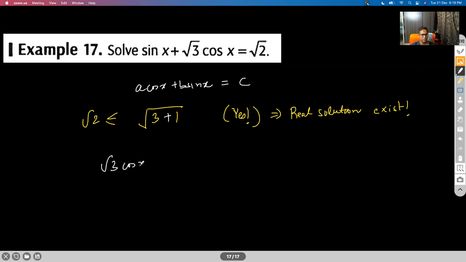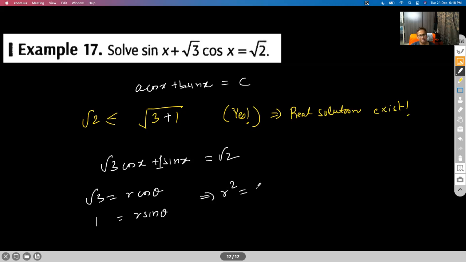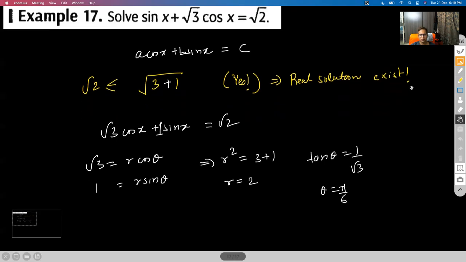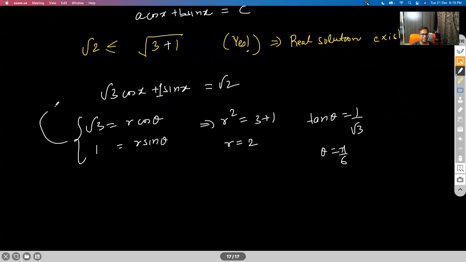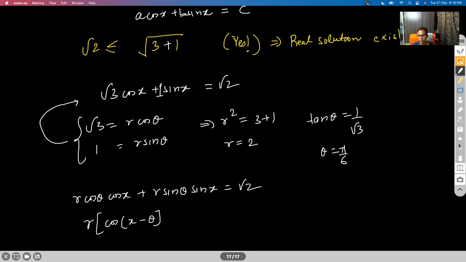So what do I normally do? I follow the same procedure as what I discussed in the previous slide. I take root 3 as r cos theta and 1, that is your coefficient of sine x, as r sine theta. Square it and add it. Squaring and adding gives you r square as 4. That means r is 2. Take the ratio. Tan theta is 1 by root 3. So theta value is pi by 6. Right? So when you put these two back in your given equation, you get r cos theta cos x plus r sine theta sine x equal to root 2, which is nothing but r cos of x minus theta equal to root 2.